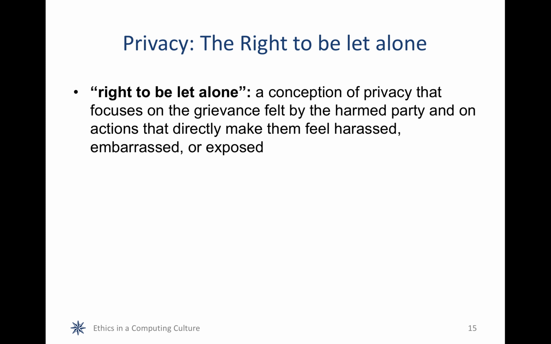So this first definition of privacy is the right to be let alone. This is a conception of privacy that focuses on the grievance felt by the harmed party and on actions that directly make them feel harassed, embarrassed, or exposed. So if someone posts a video of you on YouTube and it embarrasses you, you might feel that your privacy has been violated. But it may be perfectly legal for that video to be posted, depending on where it was filmed. We do have a right to be let alone when we are in a place where there is a reasonable expectation of privacy.